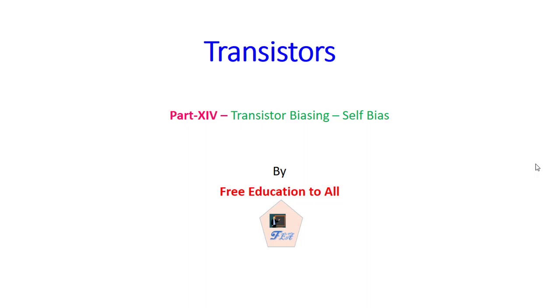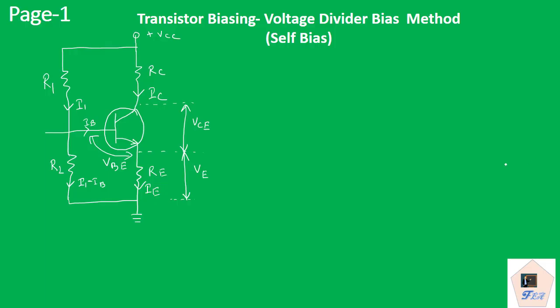We have started our discussion on transistor biasing, and in the previous lecture we discussed the fixed bias technique. Here we'll be taking another very popular biasing technique, which is known as self bias. Transistor biasing using the voltage divider circuit or potential divider bias is also popularly known as self bias.